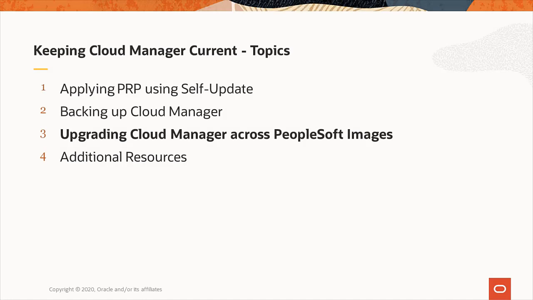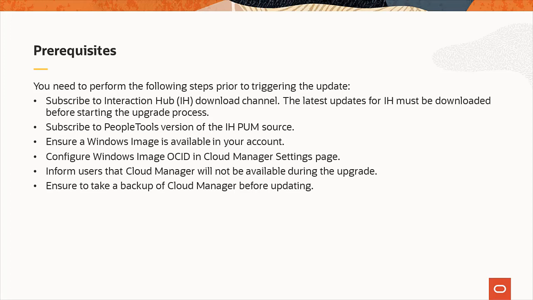The Automated Cloud Manager Update feature facilitates automatic self-update to the latest Cloud Manager image. This self-update will include an automatic PeopleTools update or upgrade when required for the latest Cloud Manager image. As previously mentioned, all prerequisites must be completed before you can initiate the self-update. Ensure that there are no jobs running and users are informed that Cloud Manager will not be available.